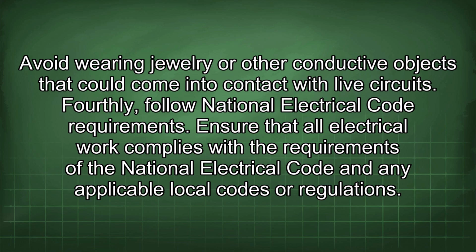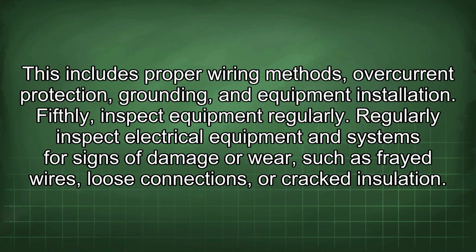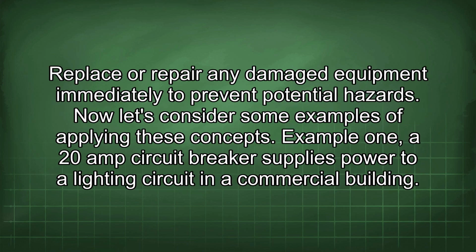Ensure that all electrical work complies with the requirements of the National Electrical Code and any applicable local codes or regulations. This includes proper wiring methods, overcurrent protection, grounding, and equipment installation. Fifthly, inspect equipment regularly. Regularly inspect electrical equipment and systems for signs of damage or wear, such as frayed wires, loose connections, or cracked insulation. Replace or repair any damaged equipment immediately to prevent potential hazards.